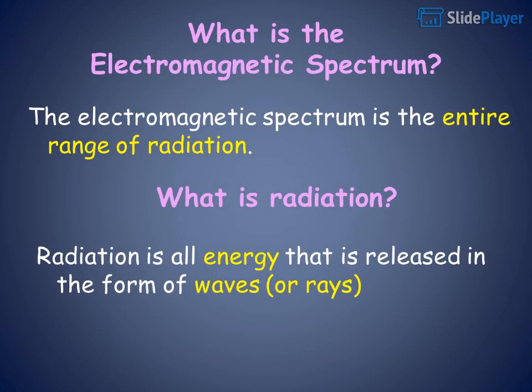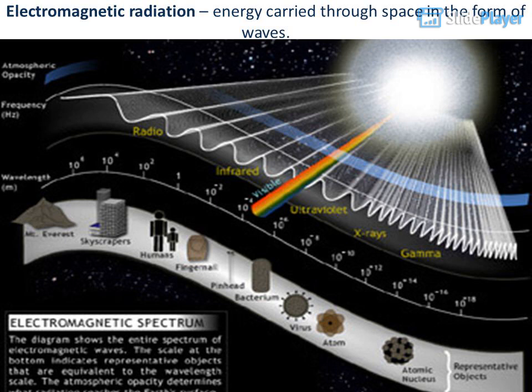What is the electromagnetic spectrum? The electromagnetic spectrum is the entire range of radiation. What is radiation? Radiation is all energy that is released in the form of waves or rays. Electromagnetic radiation: energy carried through space in the form of waves.